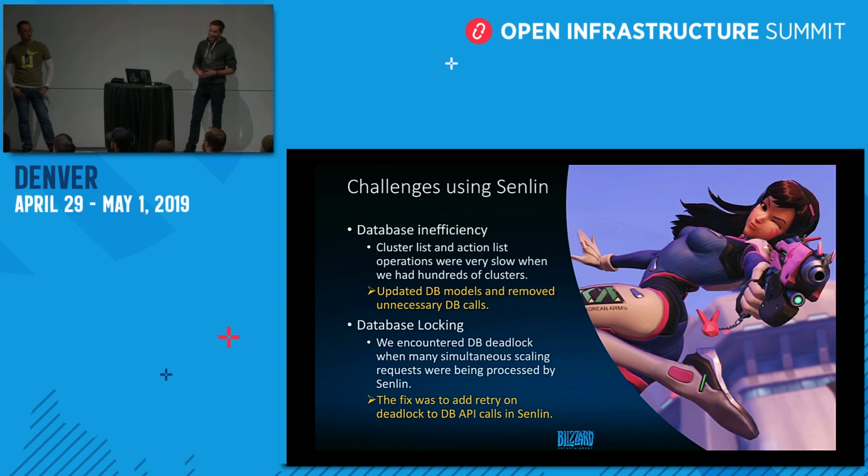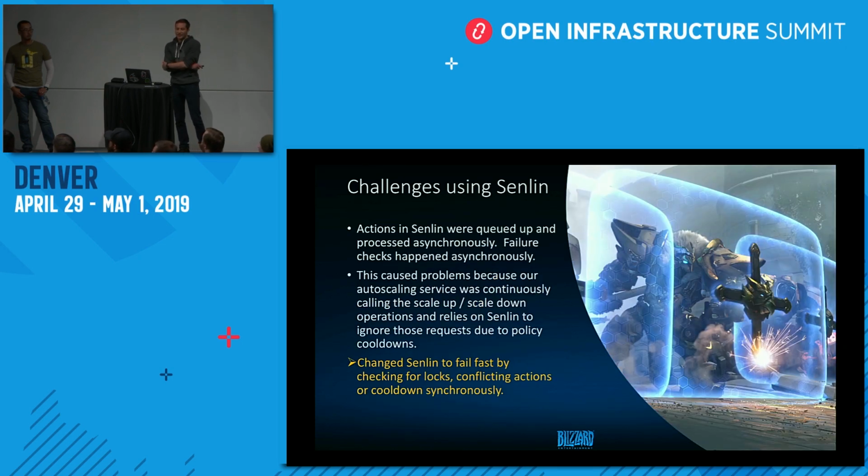We also encountered a lot of database locking, which, when we started doing a lot of simultaneous scaling requests, would give us a lot of failures from the database. So we added a lot of retry-on-deadlock logic to the database API in Senlin. Additional challenges that we faced: actions in Senlin were queued up and processed asynchronously. Failure checks happen asynchronously as well. This caused a problem for our autoscaling service. Essentially, somebody could queue up a lot of scale up or scale down requests, and it would lead to us not understanding the state of our clusters.